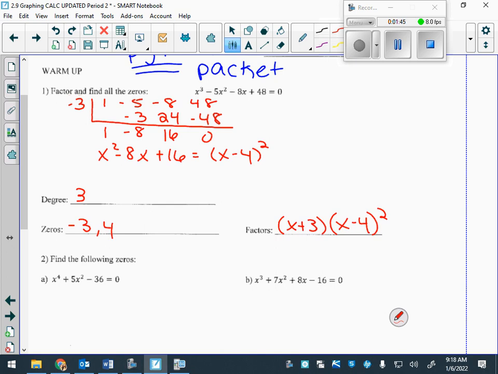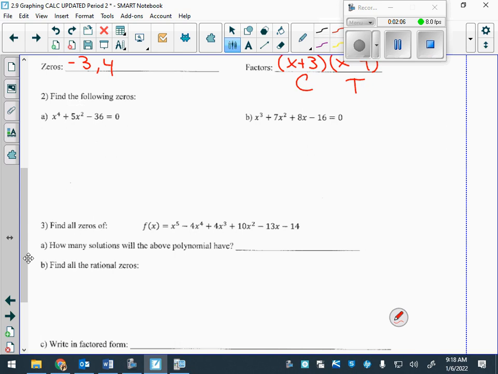So if you had to graph this, at -3, what's happening? We're crossing. At 4, what's happening? Touching. So we use finding the zeros to also help us with graphing. Then you get to number 2, where you're factoring and solving, doing what we've been doing the whole time.